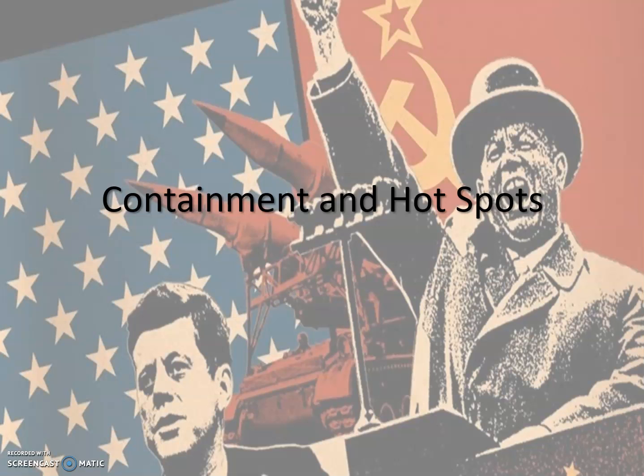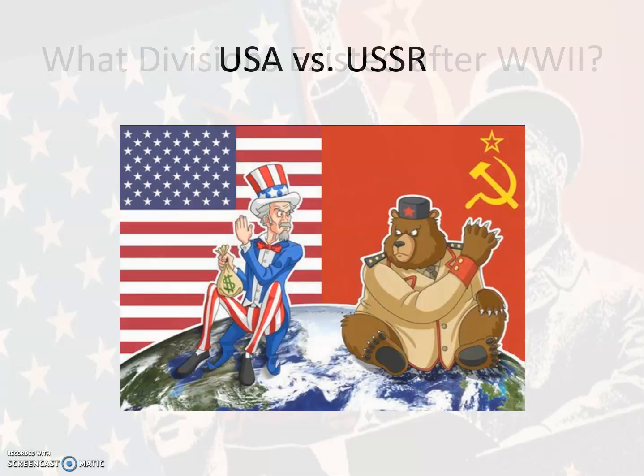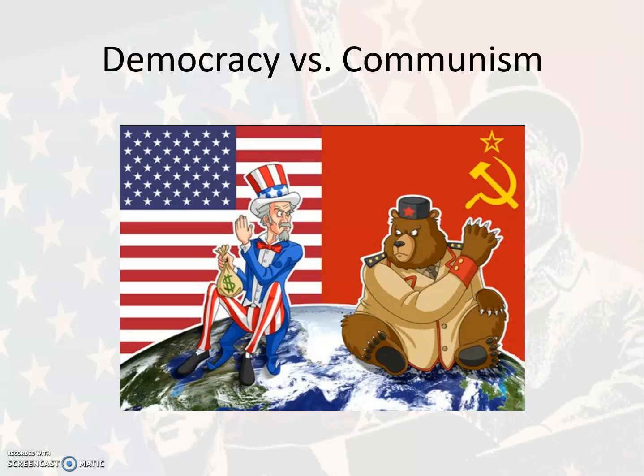Alright, I want to talk a little bit more about containment and just about hotspots, also known as proxy wars. So, I'll look at first, what divisions do you remember having existed after World War II? So, we have a few we can think about. We have the USA versus the Soviet Union. We also have democracy versus communism. Kind of go hand in hand with the Soviet Union and the United States as well.